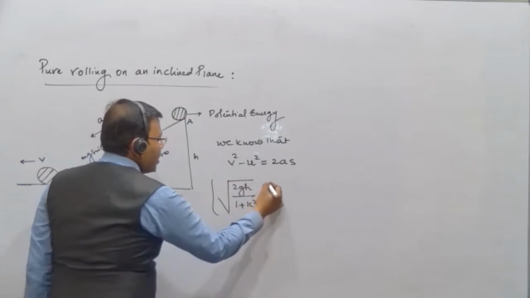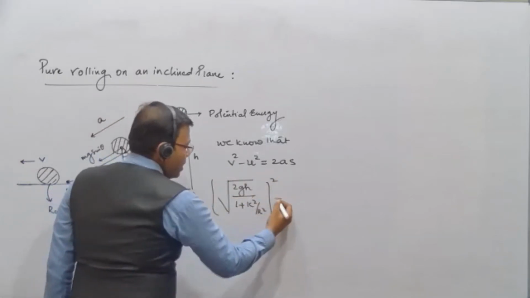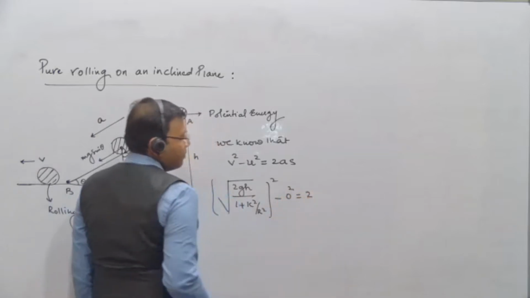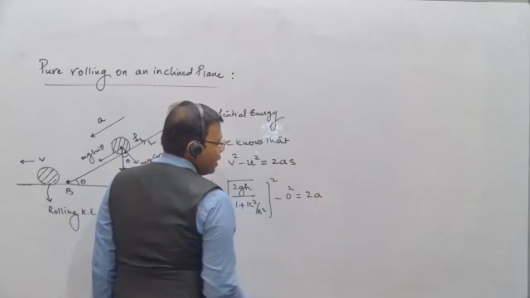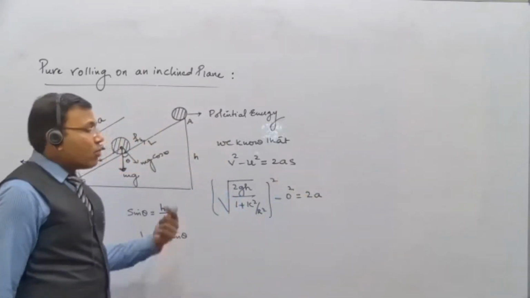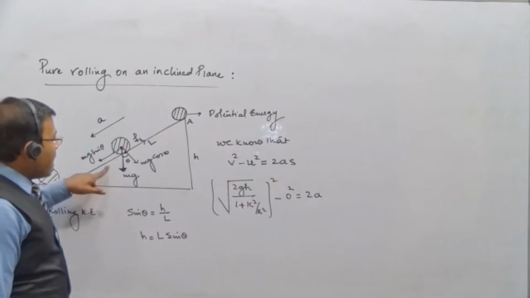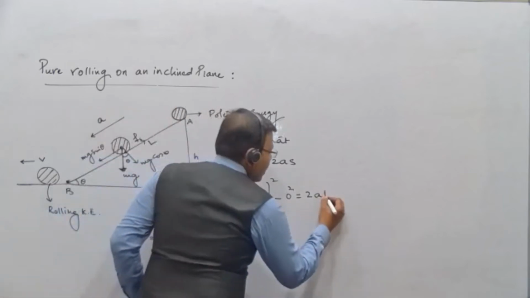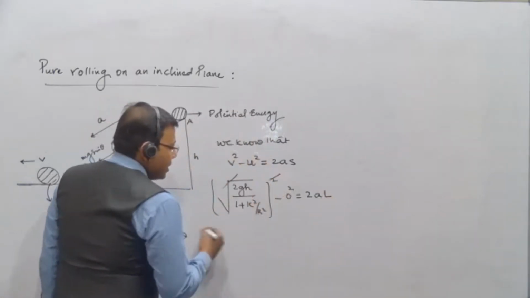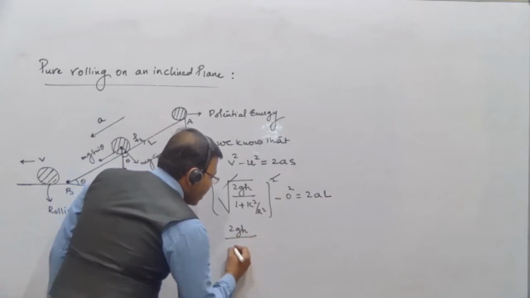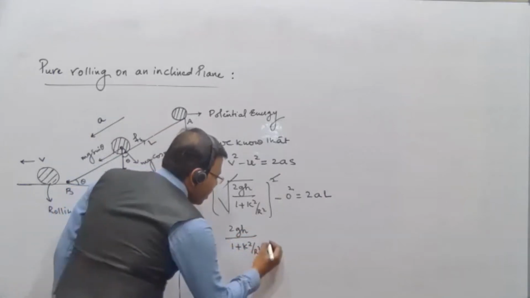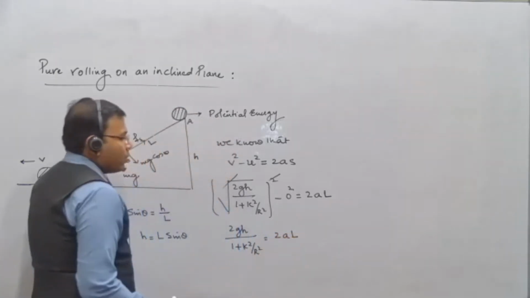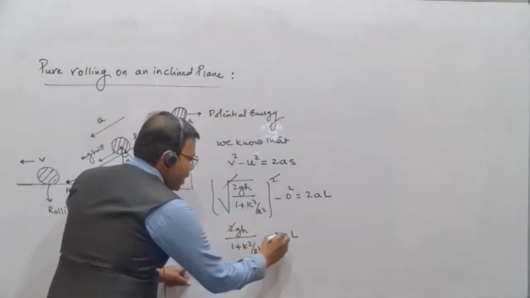So here it's v square, minus u square. What is the initial velocity here? It is 0. That is equal to 2, and this is a, that we need to calculate, and this is s. So what is s? Here you can write s as the length of the inclined plane. The distance traveled is itself the length of the inclined plane. So therefore here I will write it as L. So this 2 and this 2 get cancelled. So 2gh by 1 plus k square by r square is equal to 2aL.